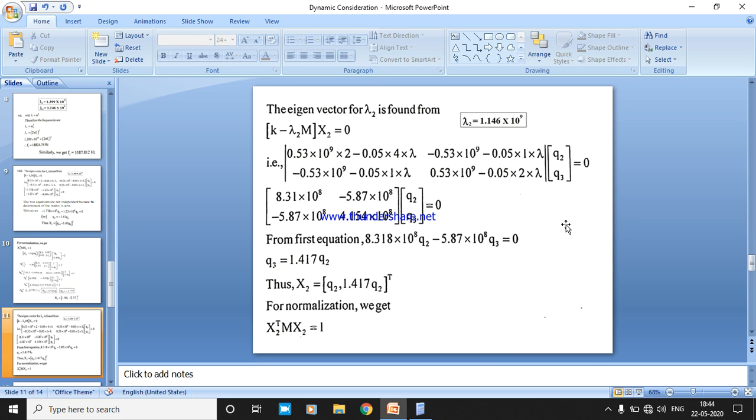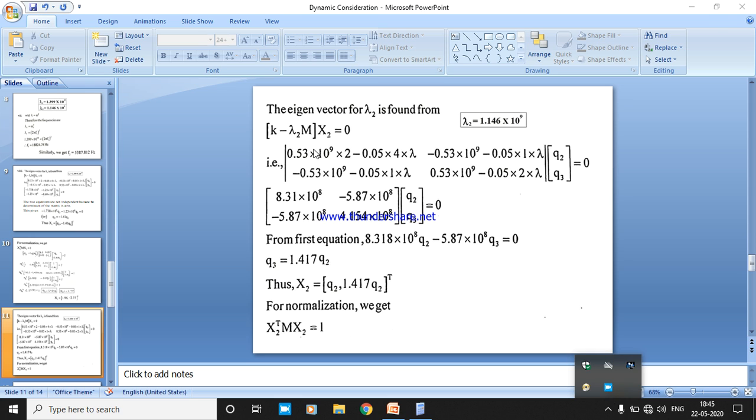Next, the same thing we shall solve for the eigenvector for lambda 2. Lambda 2 is found from the equation K minus lambda 2 M into X2 is equal to 0, where X2 is Q2 and Q3. Fine.